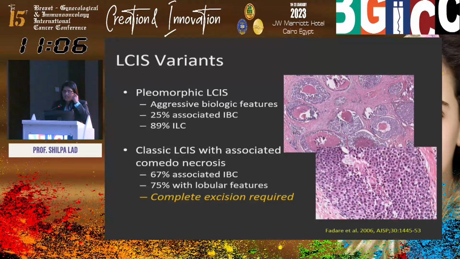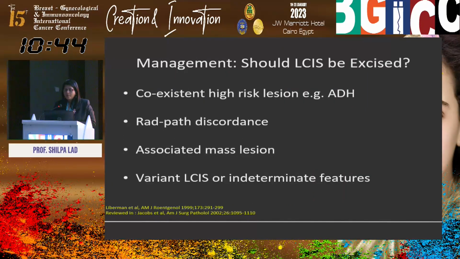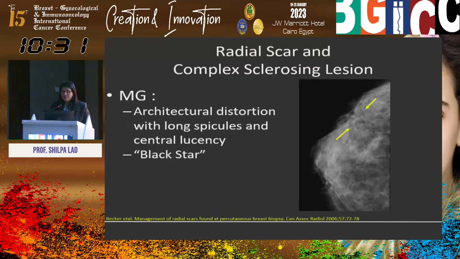So for us, as radiologists, these terms should make sense. Like, we should understand when we have to recommend an excision. If it is just lobular hyperplasia, where the pathologist has not described whether it is LCIS, pleomorphic, classic, then we can't give those recommendations. Management depends upon coexisting high-risk lesions such as ADH, if there is radiology-pathology discordance or concordance, whether there is an associated mass, or there are some variants.